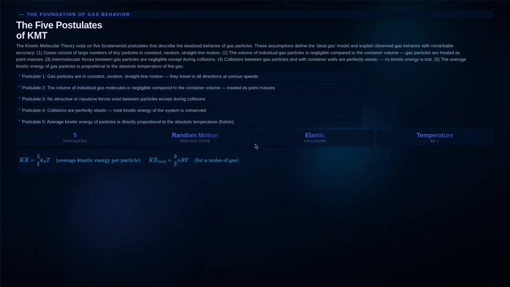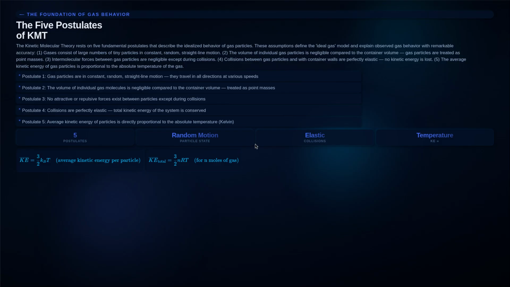The kinetic molecular theory is built on 5 fundamental postulates. First, gases consist of a large number of tiny particles in constant, random, straight-line motion. Second, the volume of individual gas particles is negligible compared to the container volume, so particles are treated as point masses. Third, intermolecular forces between gas particles are negligible, except during collisions.